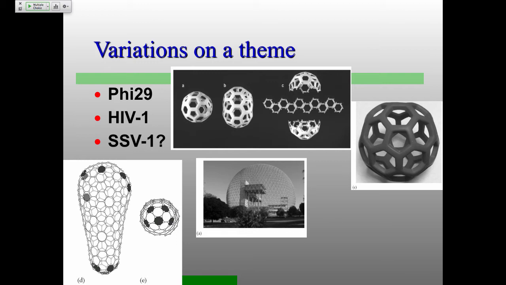Turns out that HIV-1, the nucleocapsid of HIV-1, is another modification of this structure. Turns out that one end has one kind of symmetry, the other end has another kind of symmetry. We think that SSV-1, we'll have a chance to talk about this later, is going to have two of these fused to each other in the middle. And again, we'll talk about that more later. Here's a nice T equals 3 icosahedrally symmetric kind of structure. And anyone know what this one in the middle is? It's not Epcot, although Epcot is very similar. This is from Montreal and their expo that they had there.